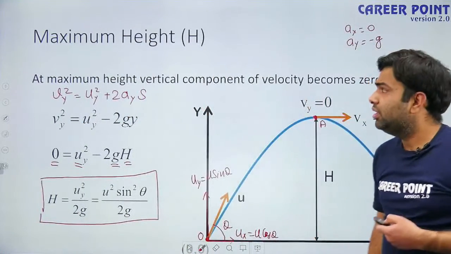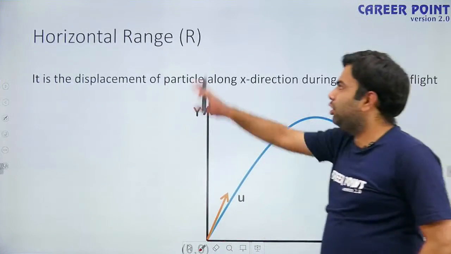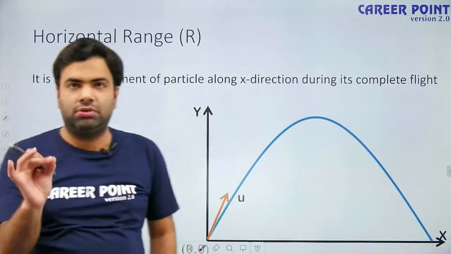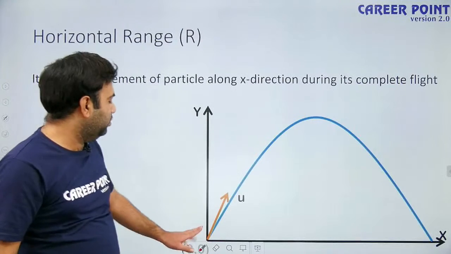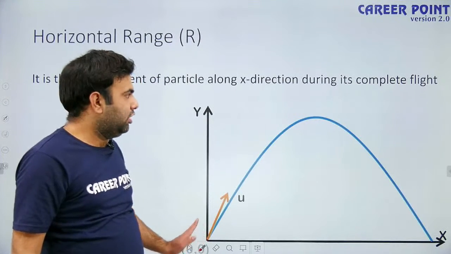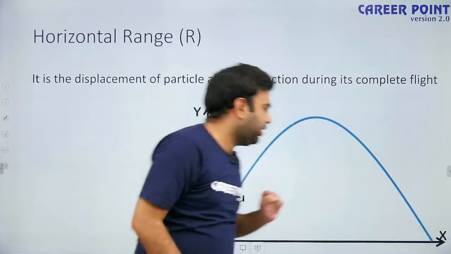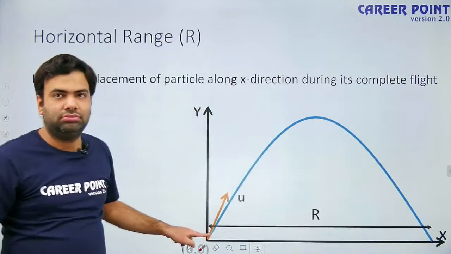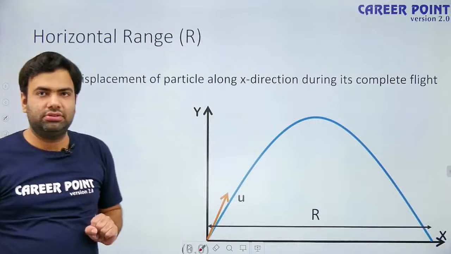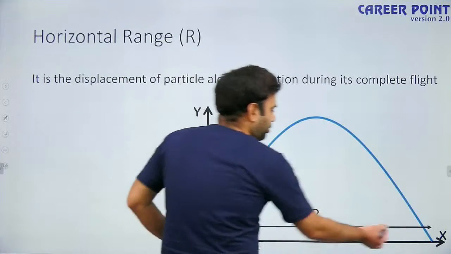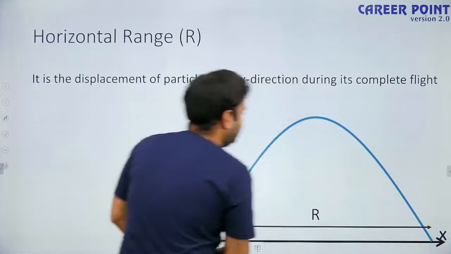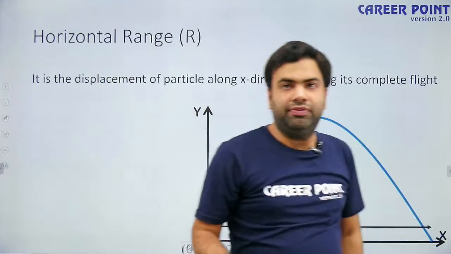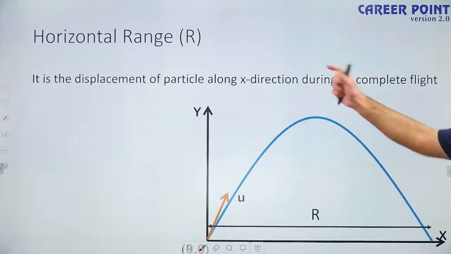Now, let us calculate horizontal range. For a ground to ground projectile, what is the meaning of horizontal range? Suppose we have thrown a particle from here. It goes up and strikes the ground at this point. The distance covered in x direction is known as horizontal range. From this point to this point, this horizontal distance is the horizontal range of the projectile. Now we will derive the horizontal range.